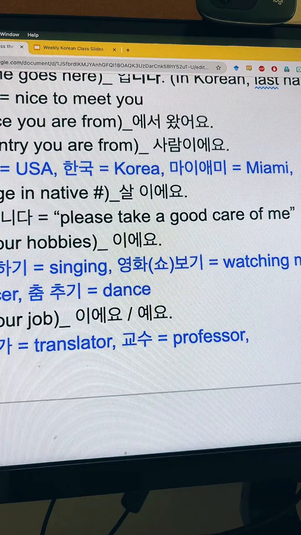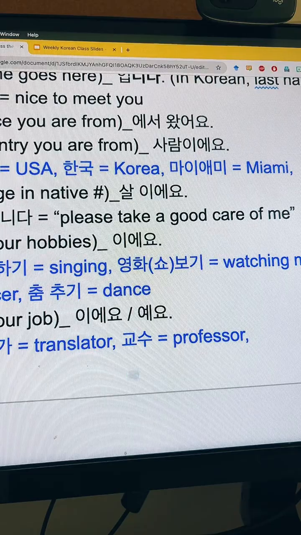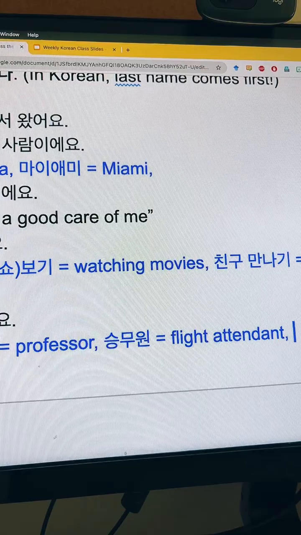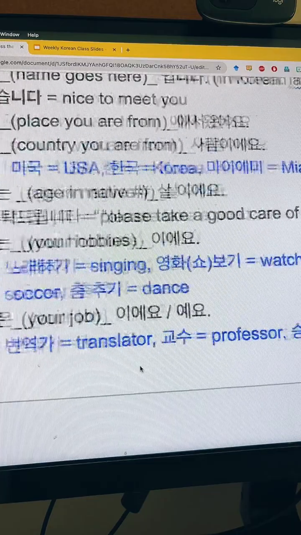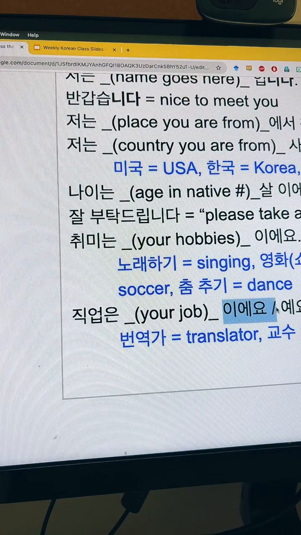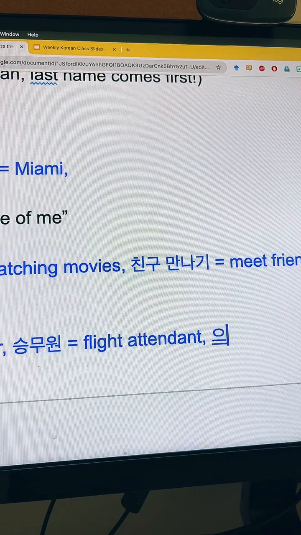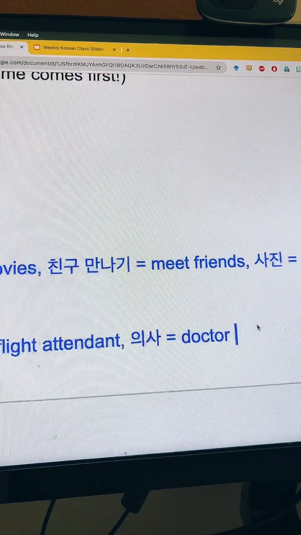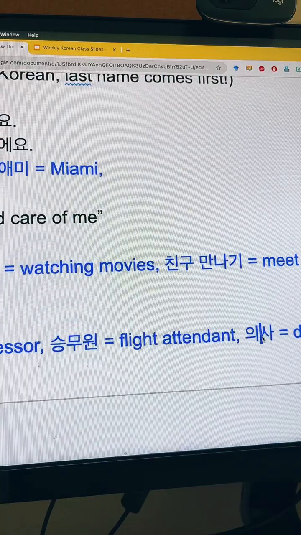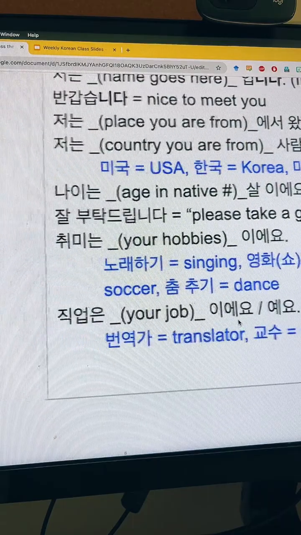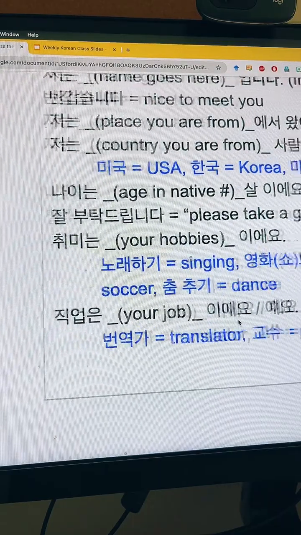Stewardess. Stewardess like flight attendant, is that what you mean? If you do, then 승무원. Flight attendant. 승무원 ends in a 받침, right? 승무원이에요. 네, 승무원이에요. And then I also saw doctor. 의사. 의사 does not have a 받침. So 의사예요. Okay?